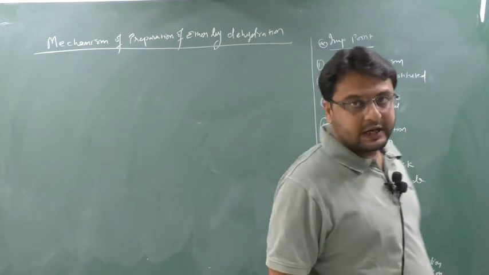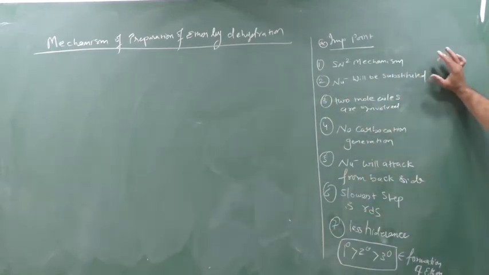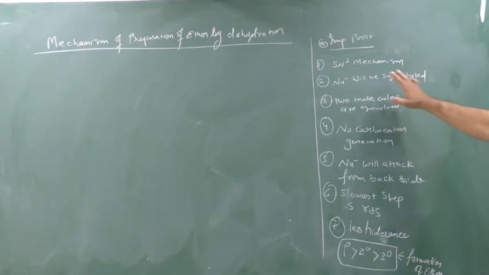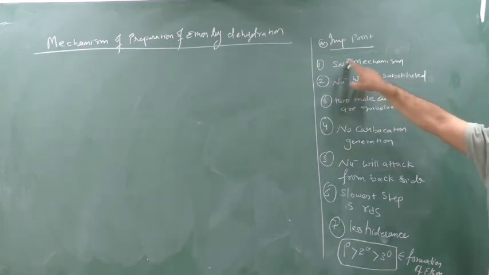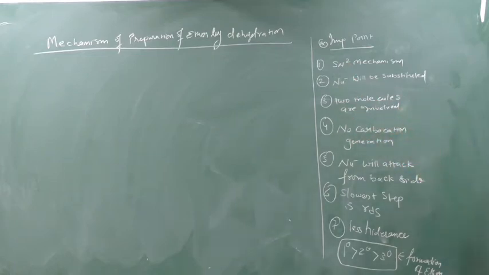First point is SN2 mechanism is followed. When SN2 mechanism is followed, nucleophilic substitution reaction will take place. Next, SN2 mechanism means what? Substitution nucleophilic bimolecular reaction, which means two molecules are involved. There will be no generation of carbocation. The nucleophile will attack from the backside. What does that mean?